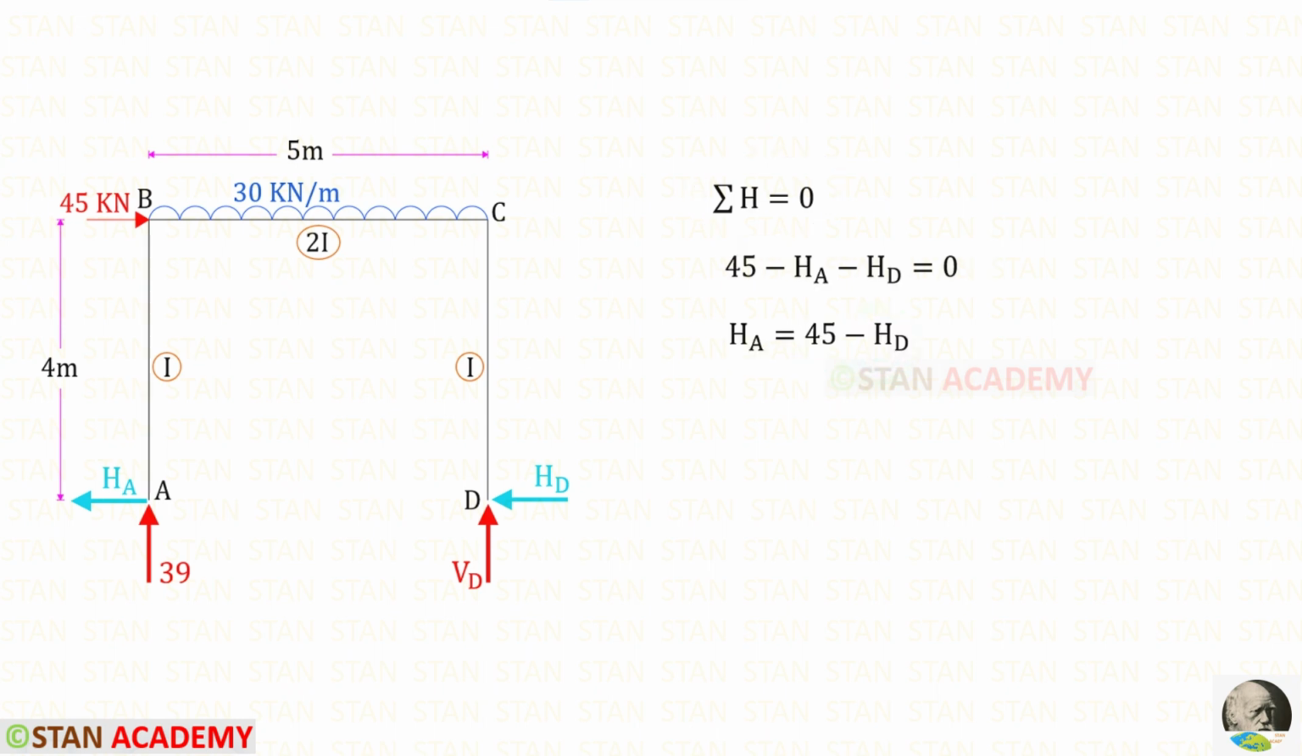Now let us apply the rule sigma H is equal to 0. This load is acting towards the right side, so we have to keep HA and HD towards the left side. Since 45 is acting towards the right side, it will be positive. HA and HD are acting towards the left side. Both of them are negative. For HA, we will get 45 minus HD.